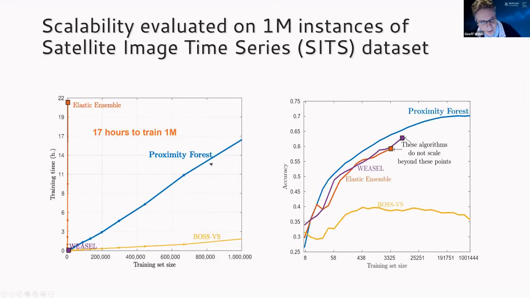So it's not only substantially more accurate than the elastic ensemble, it's also orders of magnitude faster. The elastic ensemble takes days to process thousands of examples. We can process the million examples from the satellite problem in 17 hours. There are yet more scalable time series classifiers, such as BOSS VS and WEASEL. The highly scalable one does not achieve as high classification accuracy on our satellite classification task. So we can see that proximity forest is not only faster than most of them, but also more accurate.